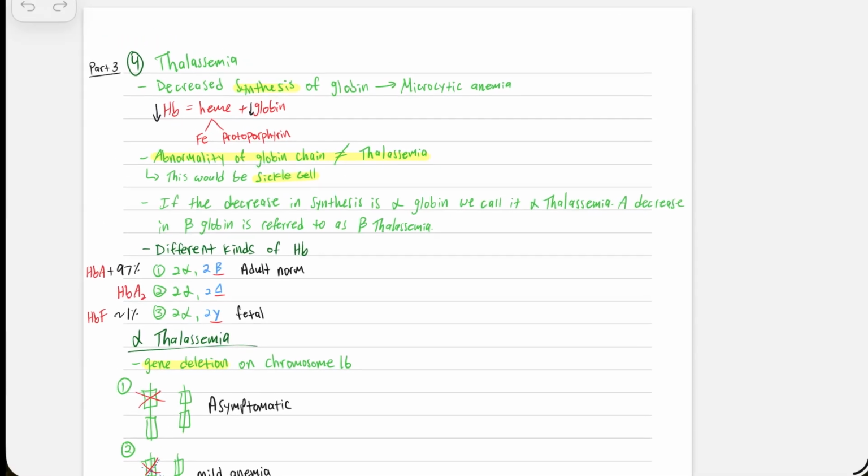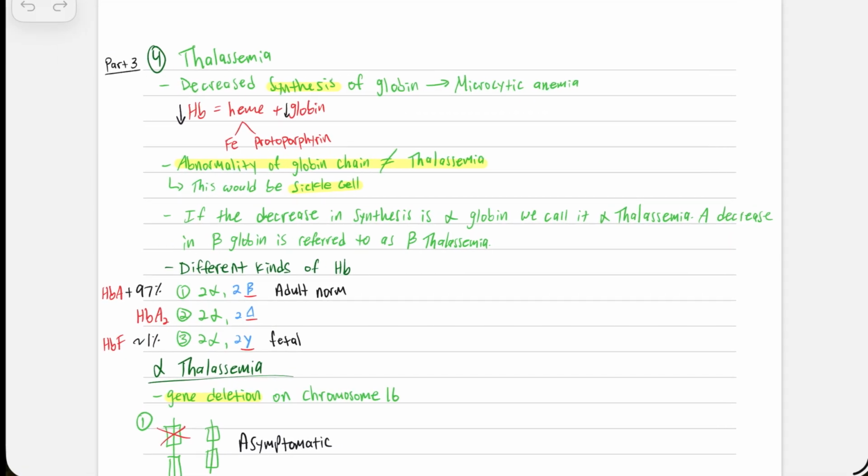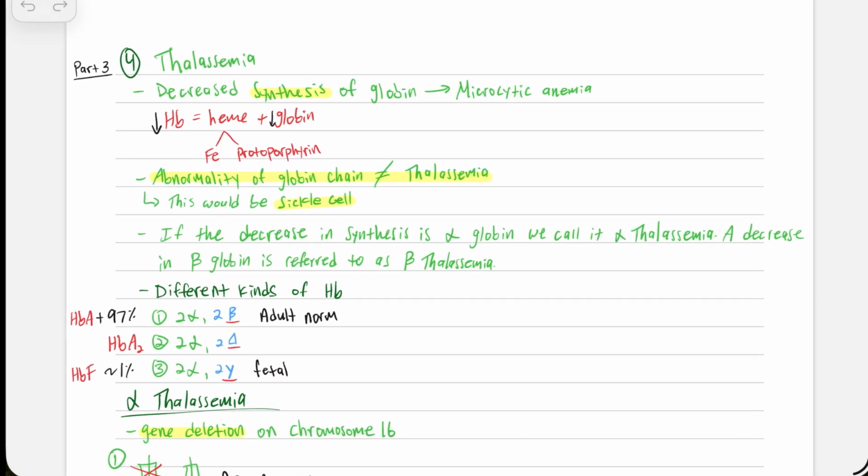And now, finally, lastly, we're getting into the thalassemias. These are also types of microcytic anemia. So we have alpha and beta thalassemia. But first, what is thalassemia? So thalassemia is where you have decreased synthesis of globin. Decreased synthesis of globin, we're thinking microcytic anemia. Those are the thalassemias. Protoporphyrin problem, we're thinking sideroblastic anemia. Iron problem, iron-deficiency anemia. We can't form heme with these problems.